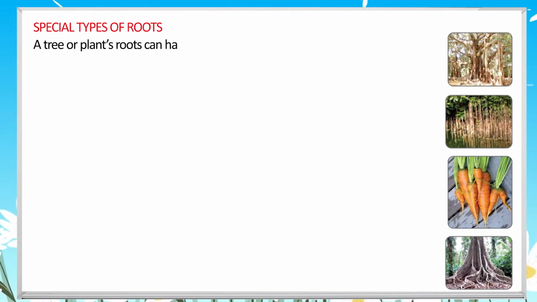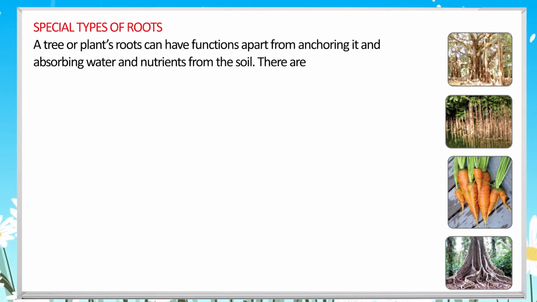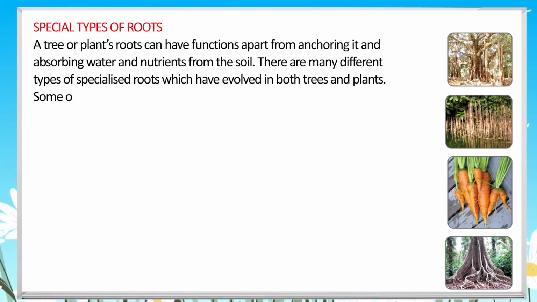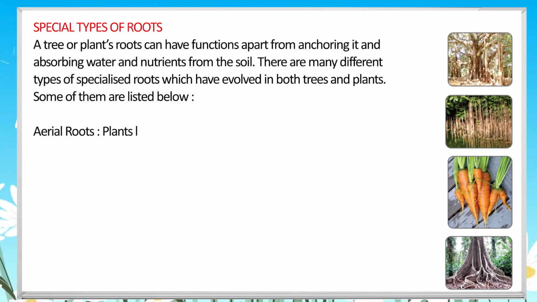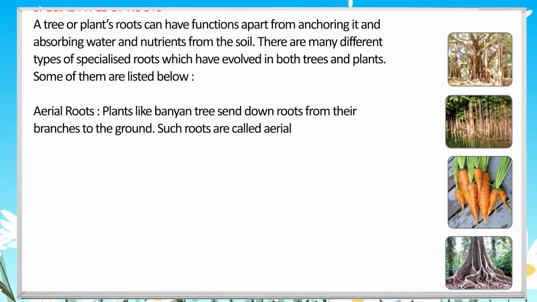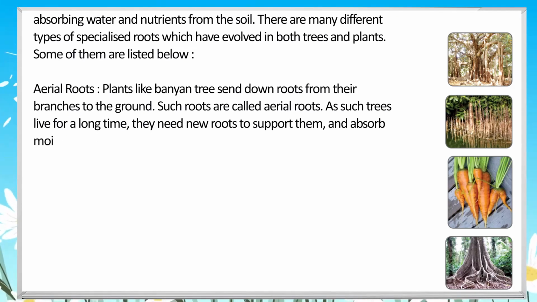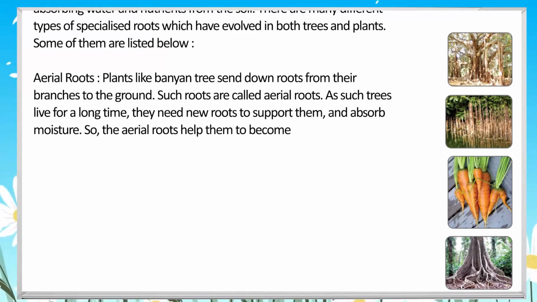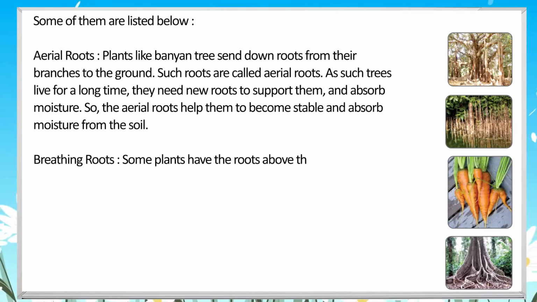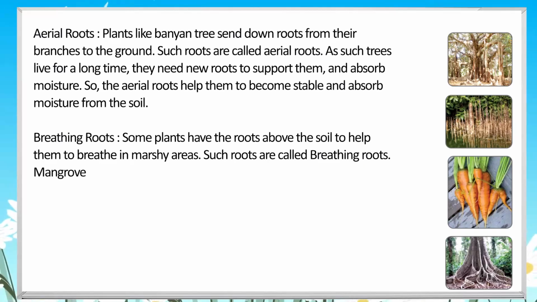Special types of roots. A tree or plant's roots can have functions apart from anchoring it and absorbing water and nutrients from the soil. There are many different types of specialized roots which have evolved in both trees and plants. Some of them are listed below. Aerial roots. Plants like the banyan tree send down roots from their branches to the ground. Such roots are called aerial roots. As such trees live for a long time, they need new roots to support them and absorb moisture. So, the aerial roots help them to become stable and absorb moisture from the soil.